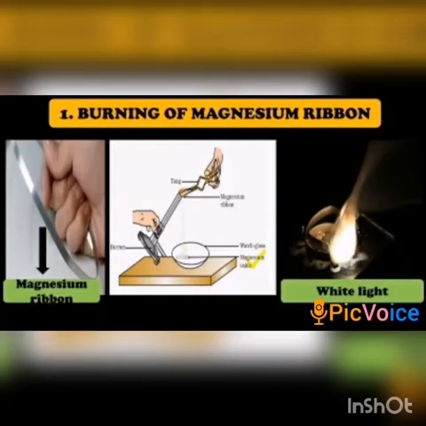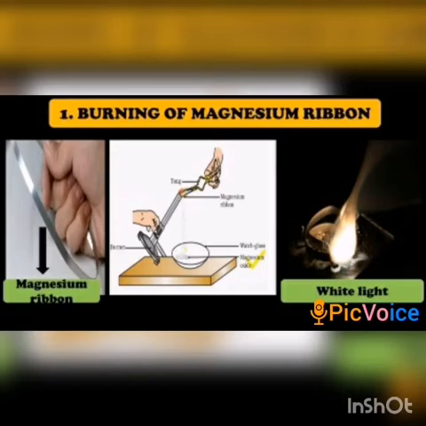Look at the picture, children. This picture shows the burning of magnesium ribbon. The first one is the magnesium ribbon. When we burn it, it will burn with a brilliant white light. And when it burnt completely, it gives a white powdery ash.